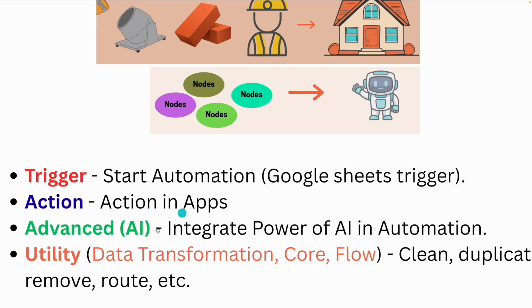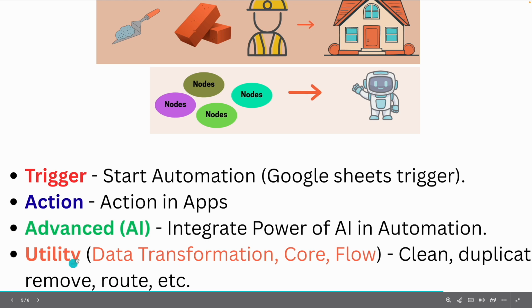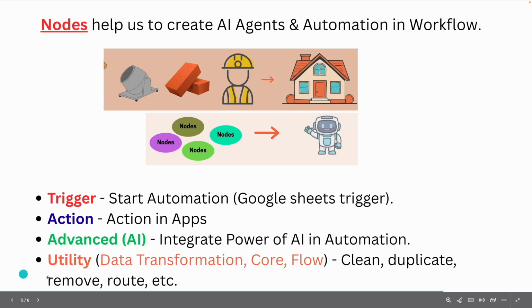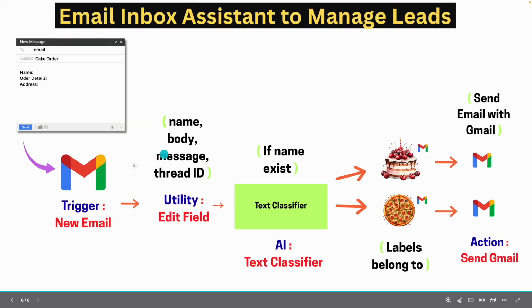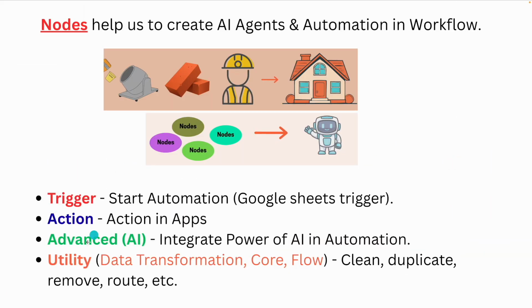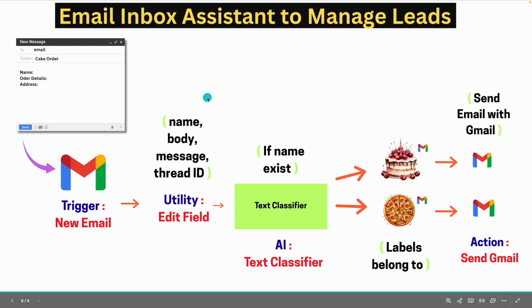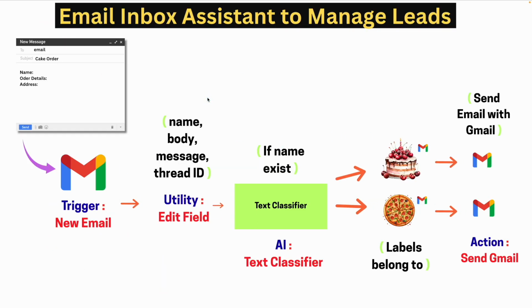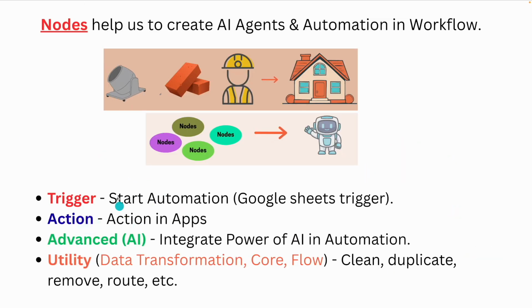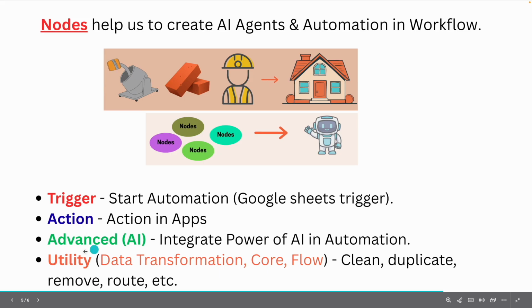And there is a different type of node known as the utility node. Whenever you want to clean data, deduplicate data, remove data, route data, and so on, whenever you want to play with the data, you use the utility nodes. Right now you don't have to go into much complication. Once we do things practically, you will get enough of an idea of how automation and AI agents work using nodes.